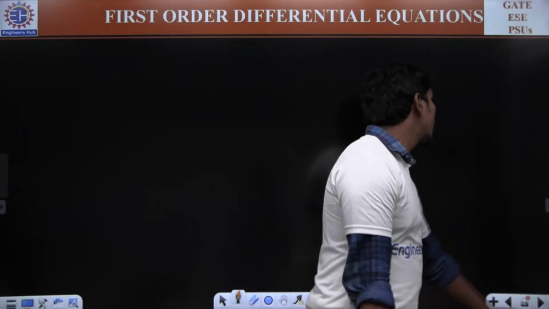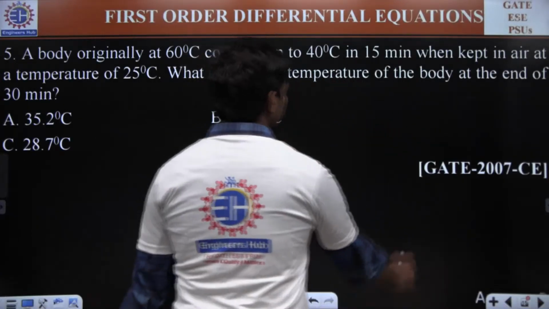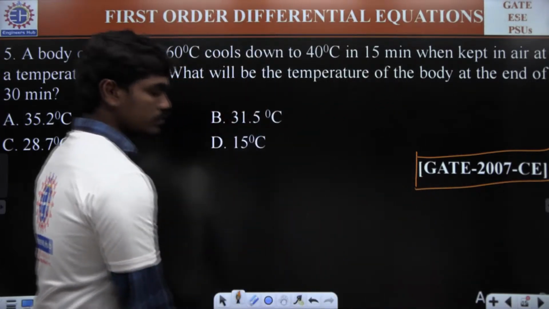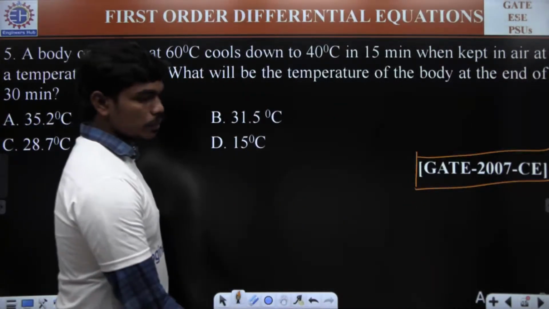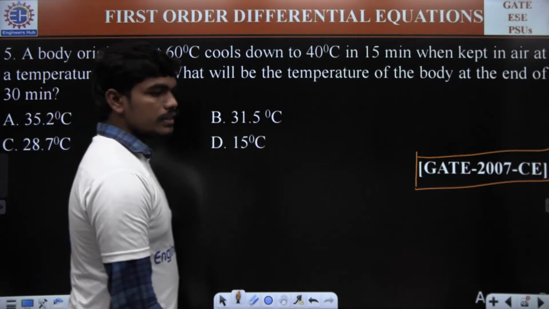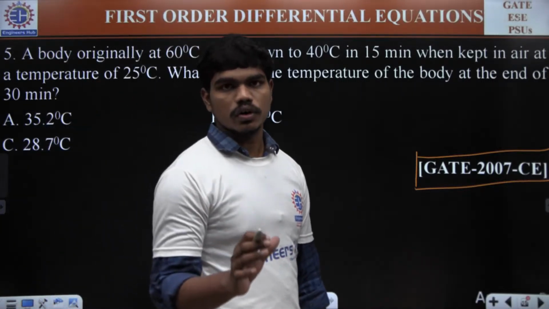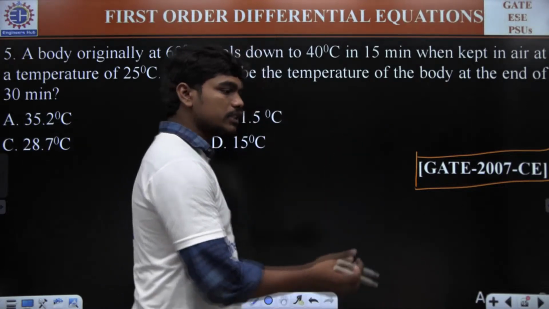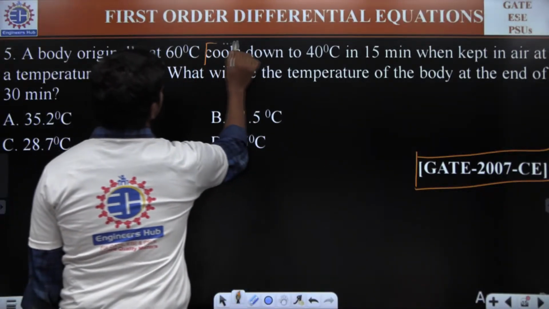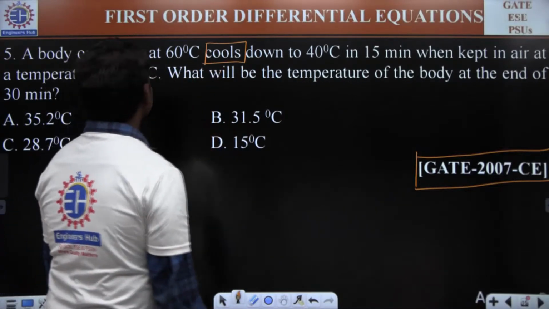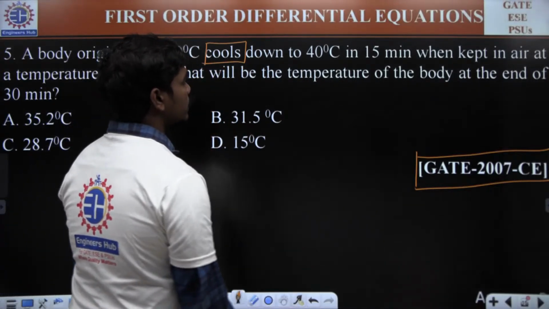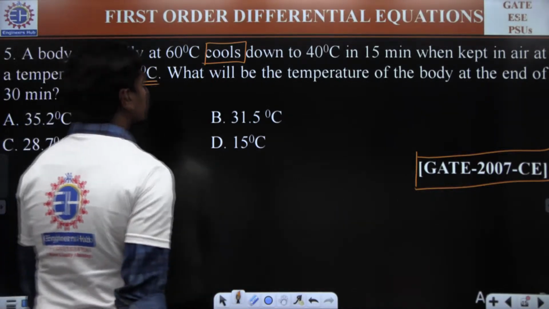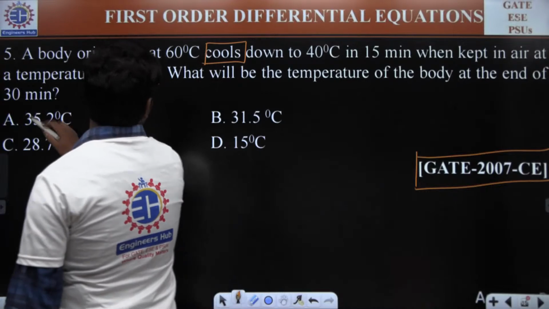So fine. This is one question. GATE 2007 civil engineering again. So please try to solve this. This is something similar to that naphthalene bulb question. As time increases, the temperature of a body decreases whenever it's cooling. It's given that a body at 60 degrees cools down to 40 degrees Celsius in 15 minutes when it's kept in air at a temperature of 25 degrees centigrade. What will be the temperature of the body at the end of 30 minutes?